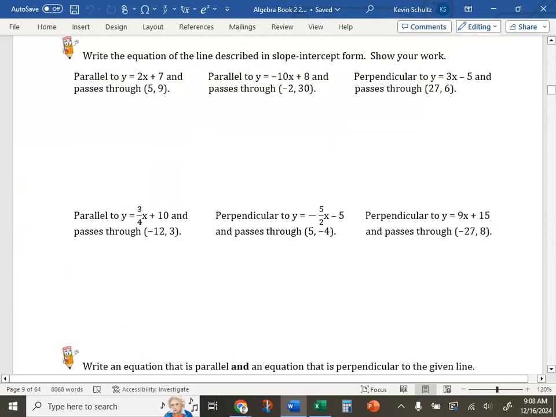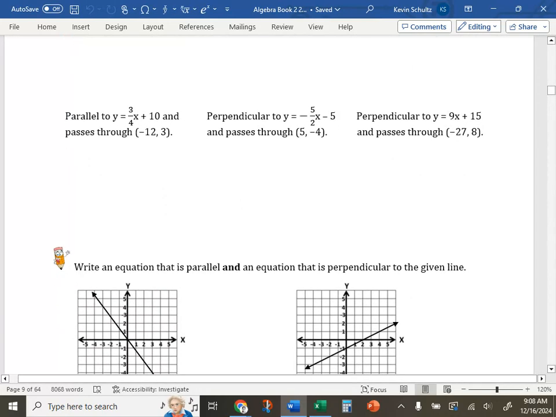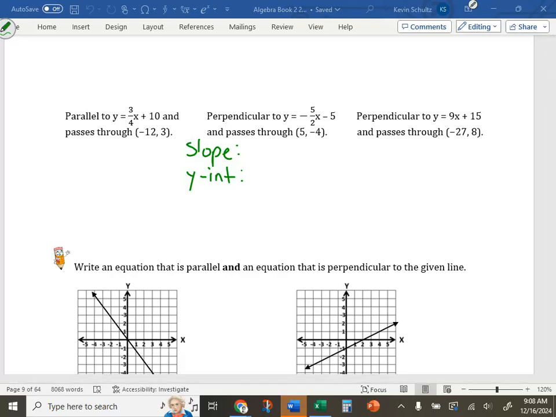Back up here, any of these, we'll do one more if folks want to. We got about 6 minutes left. Kyle, which one would you like? Last one's easy. Let's do bottom, middle. Perpendicular to y equals -5/2 x minus 5 and passes through 5, -4. Just like the others, we're focusing in on 2 things, the slope and the y-intercept. If our line is perpendicular to y equals -5/2 x minus 5, what is the slope of our line going to be?